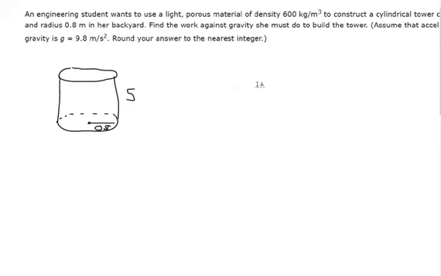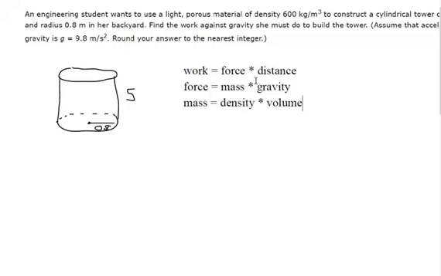So to find out how much work is done, we take force times distance that we exert that force over. The force in this situation is the mass times gravity. We need to know the mass of this object. The mass of the object is found by taking the density of the material times the volume of the object.